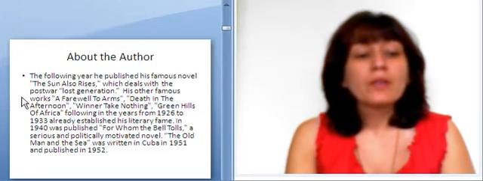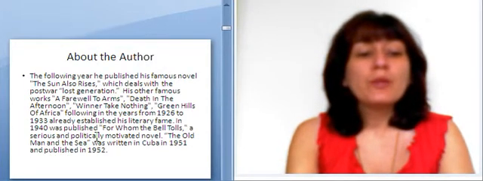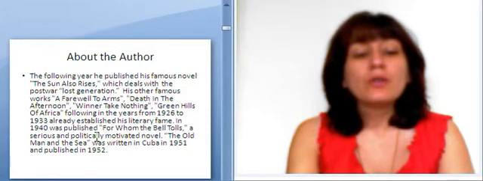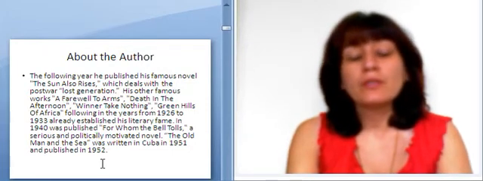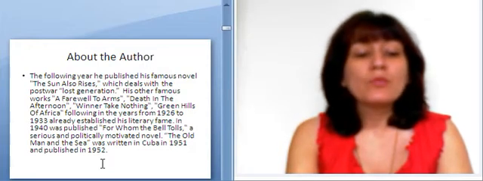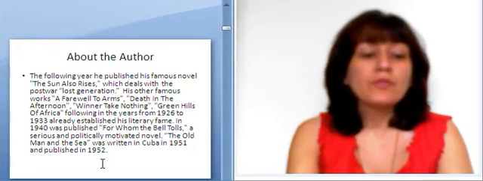The following year, he published his famous novel The Sun Also Rises, which deals with the post-war lost generation. His other famous works, A Farewell to Arms, Death in the Afternoon, Winner Take Nothing, Green Hills of Africa, following in the years from 1926 to 1933, already established his literary fame. In 1940 was published For Whom the Bell Tolls, a serious and politically motivated novel. The Old Man and the Sea was written in Cuba in 1951 and was published in 1952.